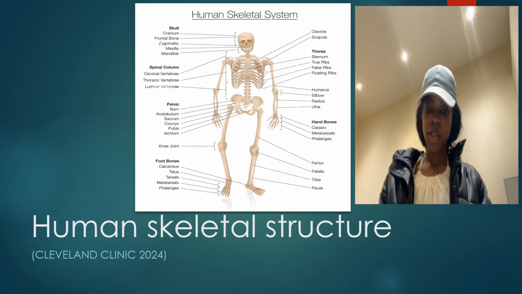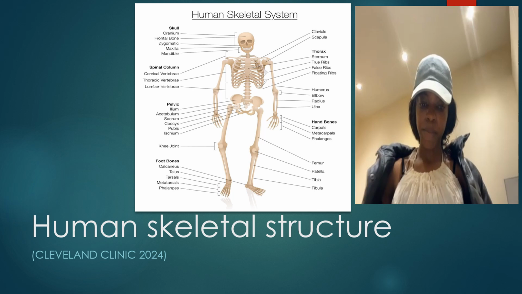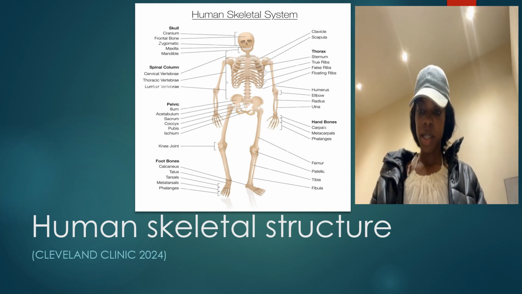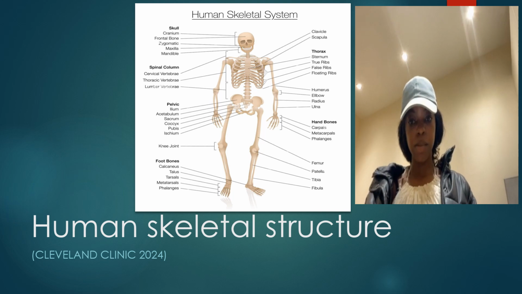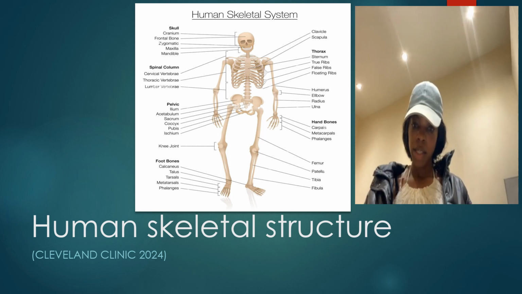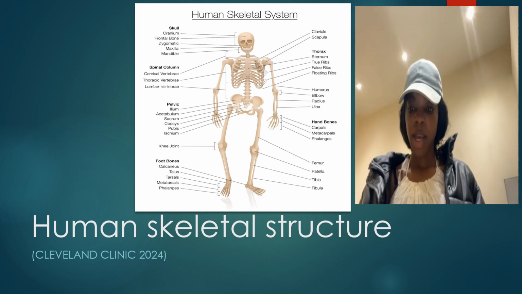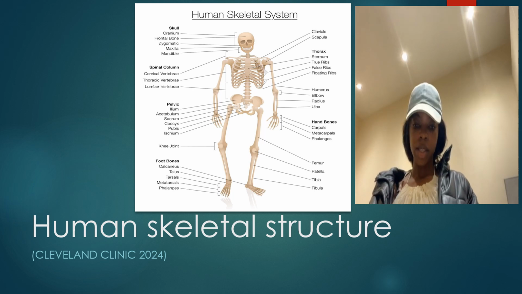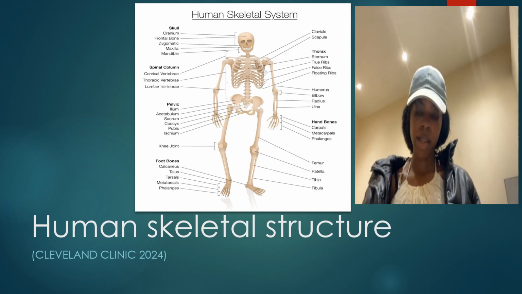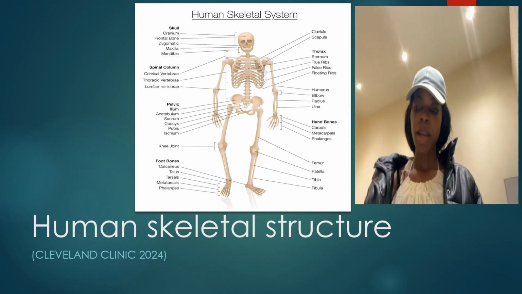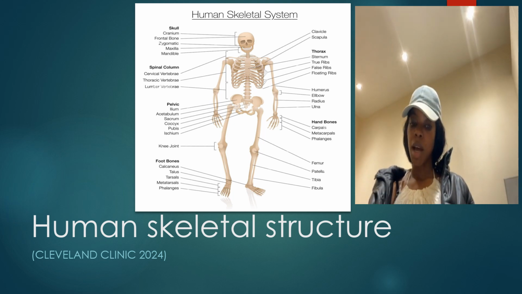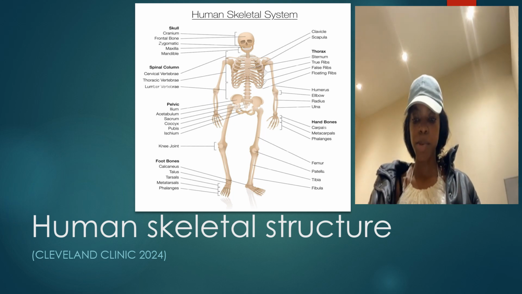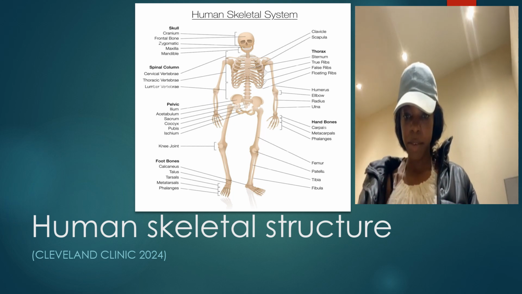So firstly, we're going to talk about the human skeletal structure. The human skeletal structure is a framework of bones. It has approximately 206 bones, along with cartilage, ligaments, and tendons. It is divided into two main sections, which are the axial skeleton and the appendicular skeleton. The axial skeleton forms the central axis, consisting of the skull, vertebral column, ribs, and sternum. It has 74 bones.